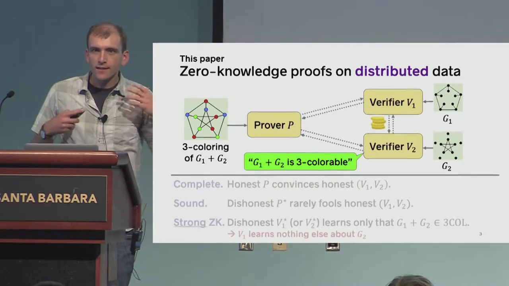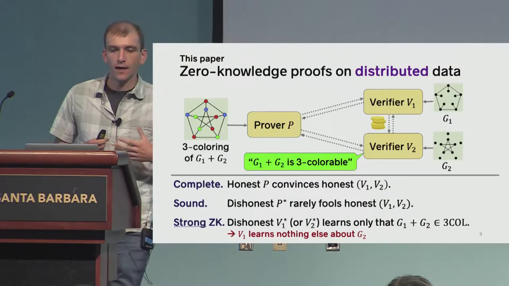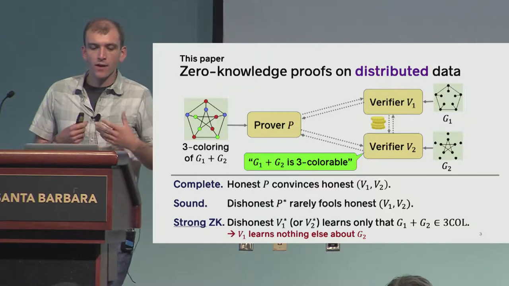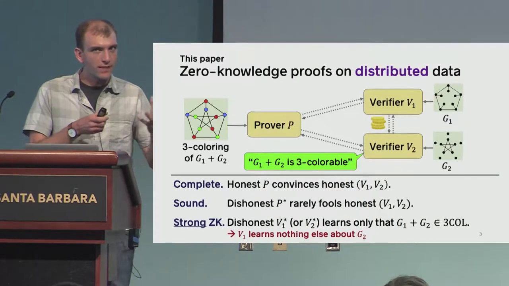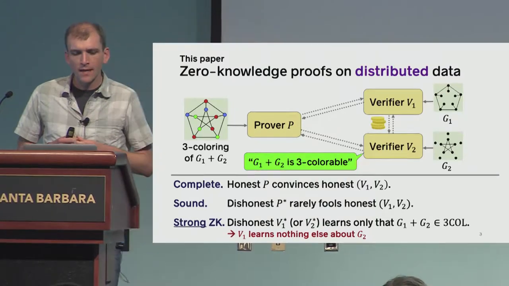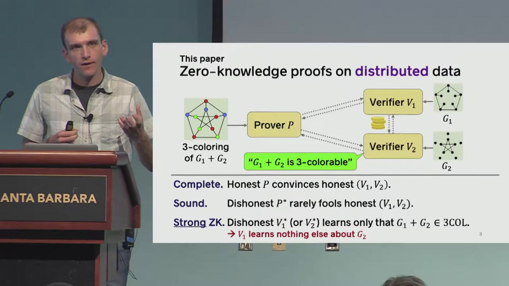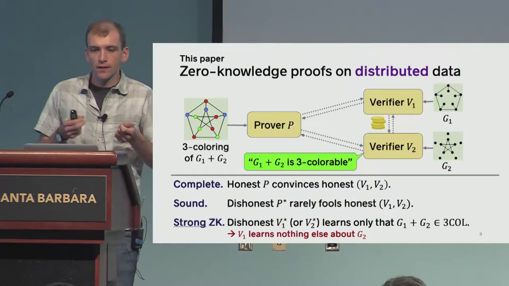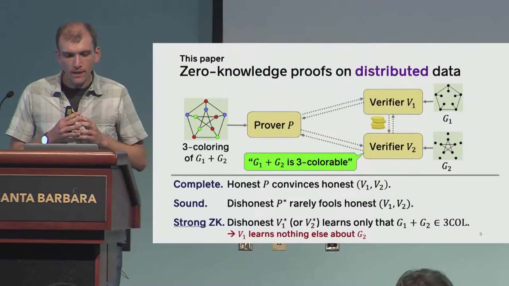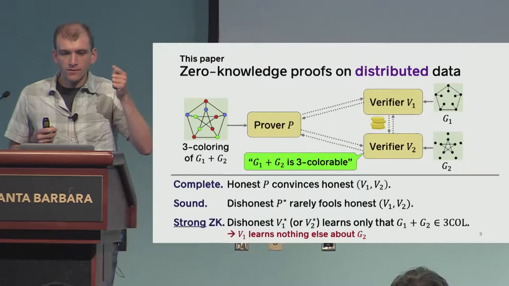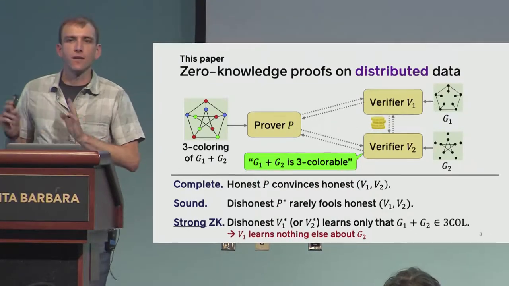And we can define natural notions of completeness and soundness and zero knowledge in this setting. So for us, we'll say the protocol is complete if an honest prover convinces an honest pair of verifiers. It's sound if a cheating prover rarely convinces an honest pair of verifiers. And we'll say it satisfies what we call strong zero knowledge if a cheating verifier doesn't learn anything else about the other verifier's input apart from the fact that the joint graph is three-colorable. So in essence, verifier V1 only learns its input G1 and the fact that the entire graph is three-colorable. It doesn't learn anything else about the other verifier's input.